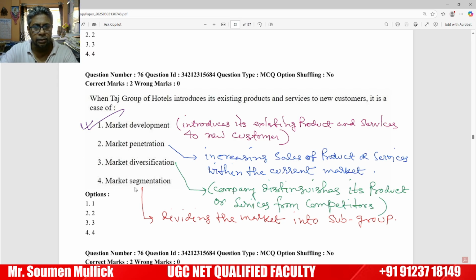Market development means introducing its existing product and services to new customers. Market penetration is forcefully introducing the product, increasing the sales of product or services within the current market. Market diversification means the company distinguishes its product or services from competitors. And what is market segmentation? Dividing the market into different subgroups. Here Taj Group of Hotels introduces its existing product and services to new customers. That is called market development.